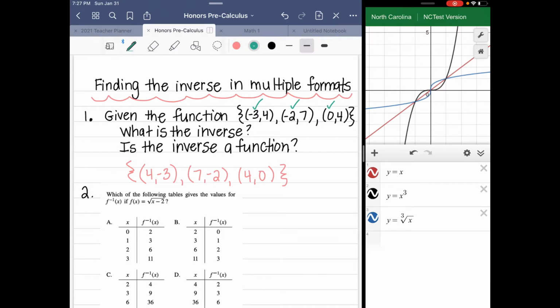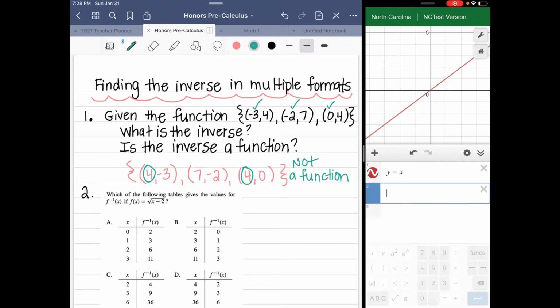All right, so I had -3, -2, and 0. Those did not repeat. However, my inverse is not a function because it has repeating x values now. They were originally the y values, but they're not anymore. They have now flipped because they're the inverse, and this one is not a function. So sometimes you can have a function and take the inverse, and the inverse may not be a function.